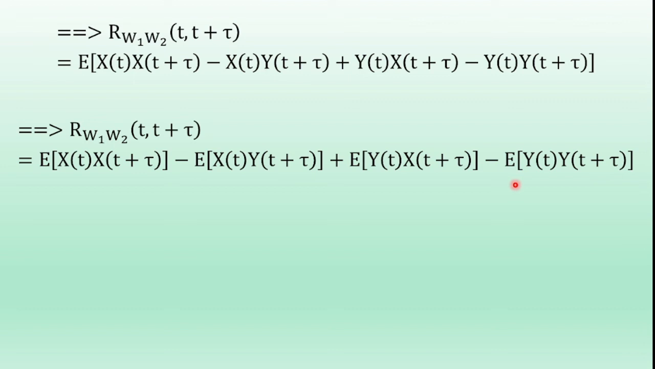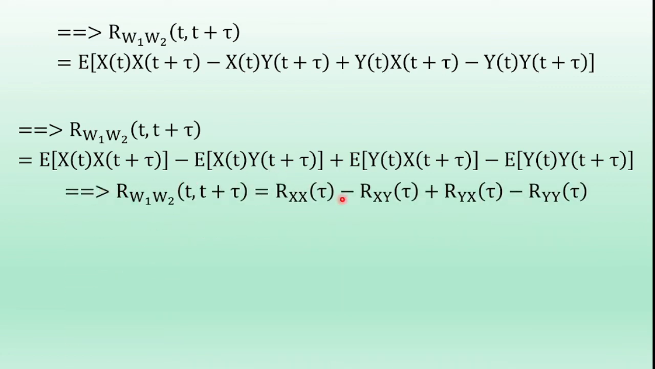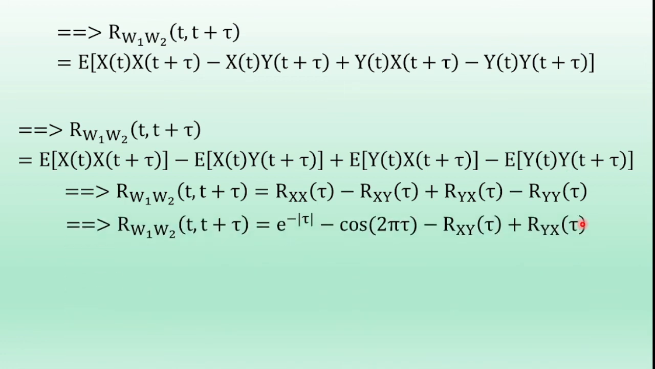So using definition of autocorrelation functions and cross correlation functions, the first term is autocorrelation function of x of t, that is Rxx of tau, and second term is Rxy of tau, and third term is Ryx of tau, and fourth term is Ryy of tau. So now we substitute the given data, Rxx of tau value and Ryy of tau value. Therefore, the cross correlation function of W1 of t and W2 of t is Rw1w2 of tau, equal to e power minus mod tau minus cos of 2 pi tau minus Rxy of tau plus Ryx of tau.